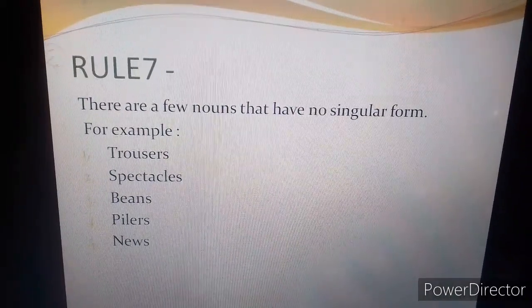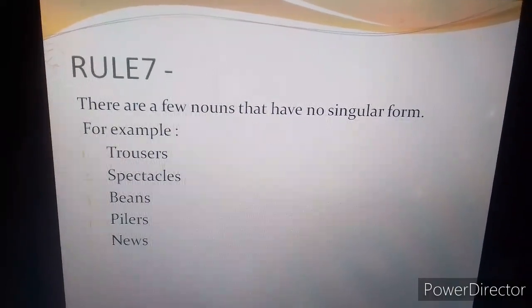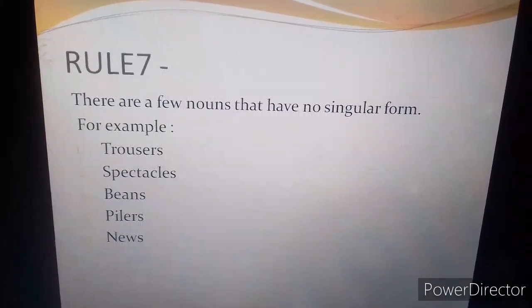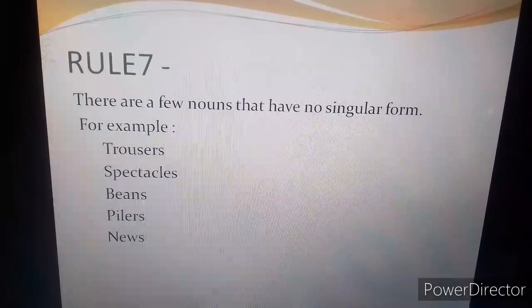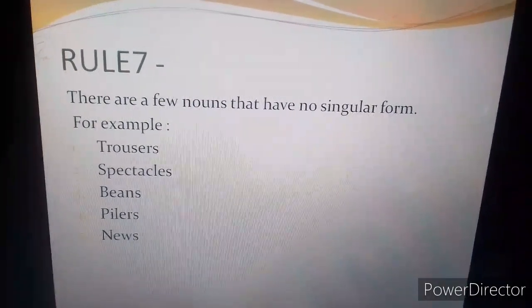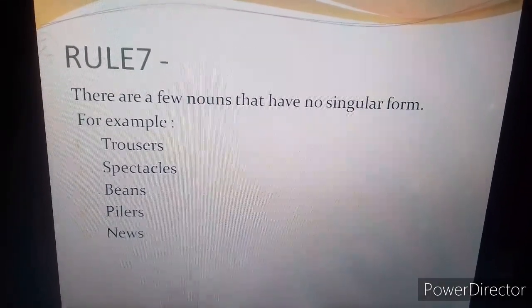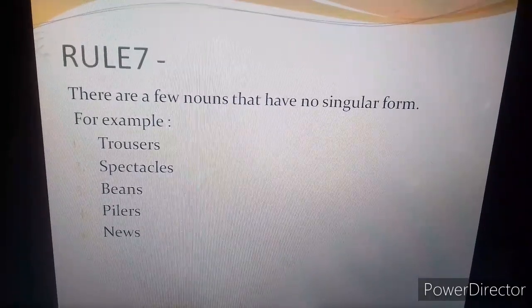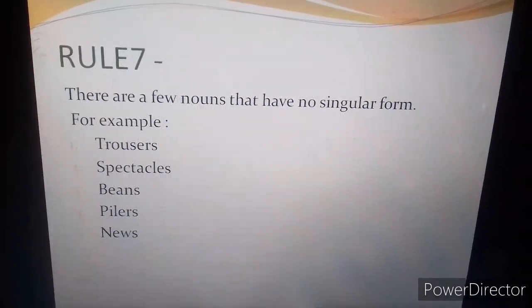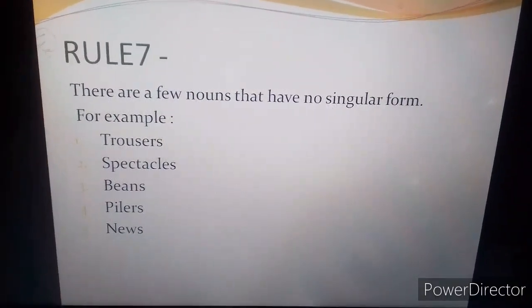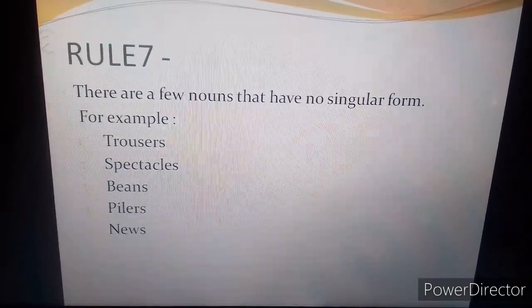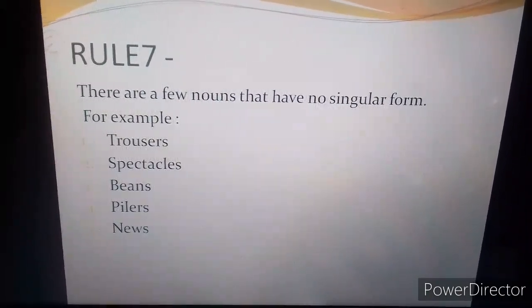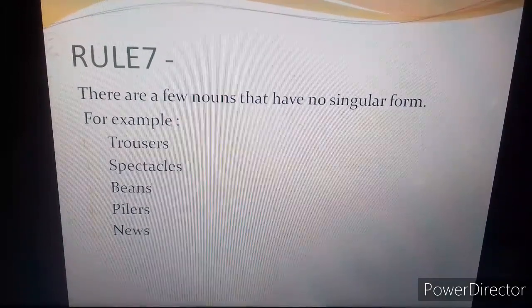Let us see rule number 7. Rule number 7 states that there are a few nouns that have no singular form, which means they only stay in their plural forms, they have no singular form. Some of the examples are trousers, spectacles, beans, pliers, news.